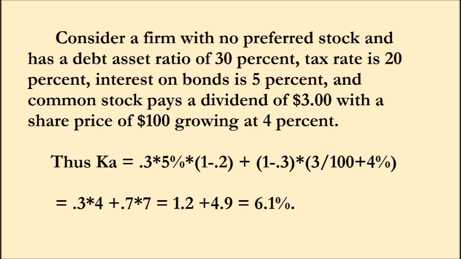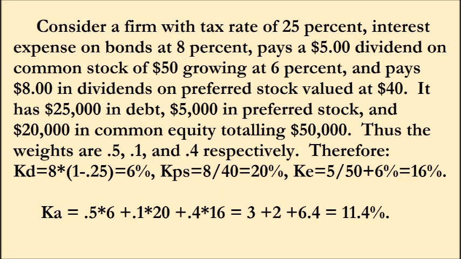Let's do a little more complicated one, this time with preferred stock. Tax rate the firm faces is 25%, interest rate on those bonds is 8%, pays a $5 dividend on common stock of $50, growing at 6%, and now with the dividends on the preferred of $8 at a price of 40. This time we're going to get the weights by looking at the market, not book value, of each of the components. We have 25 grand in debt, 5 grand in preferred, and 20 grand in common stock, totaling 50 grand. So the weights, of course, are 0.5, 0.1, and 0.4, respectively.